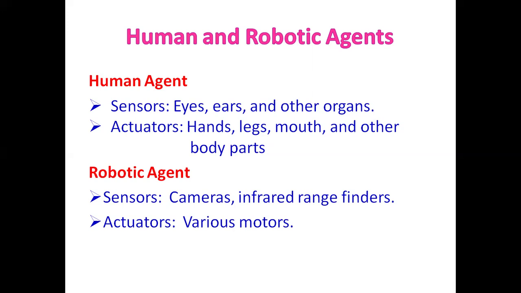These sensory inputs are processed by the brain to form a coherent understanding of the surroundings, that we are calling the environment. On the other hand, the actuators of a human agent, what are all the actuators we have, such as hands, legs, mouth, and other body parts, enable action and interaction with the environment.